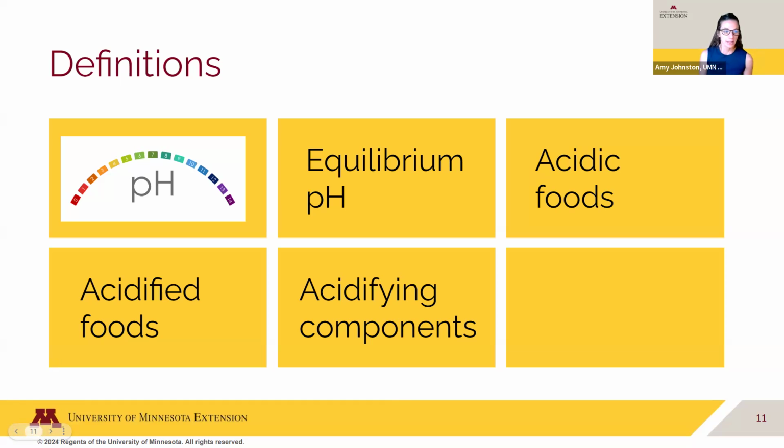Acidifying components are ingredients with a low pH, so 4.6 or less, that are added to foods to lower the pH. And we'll talk more about those with some specific examples.